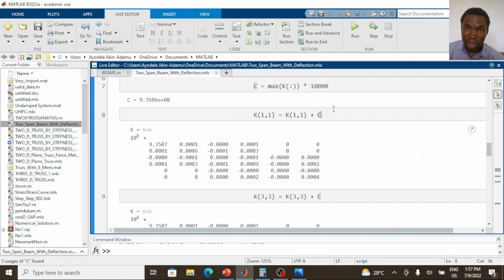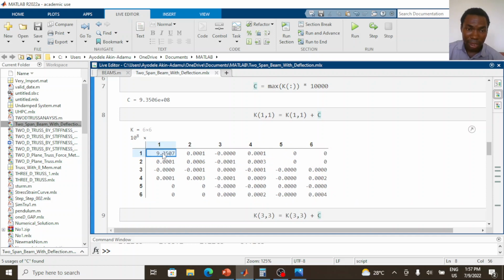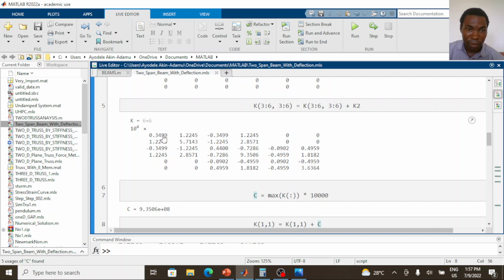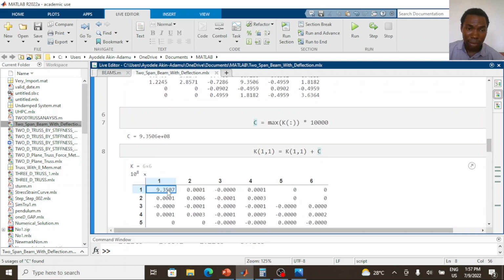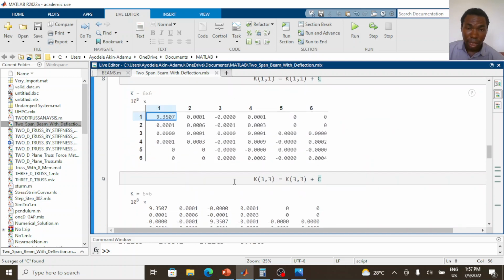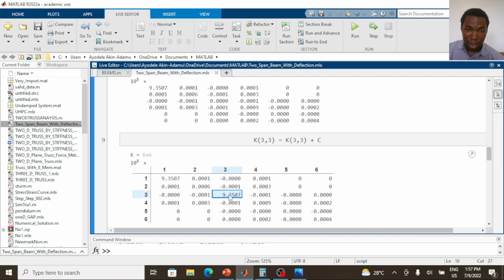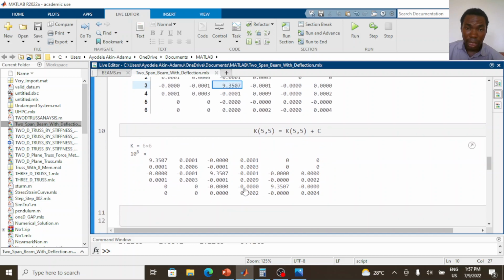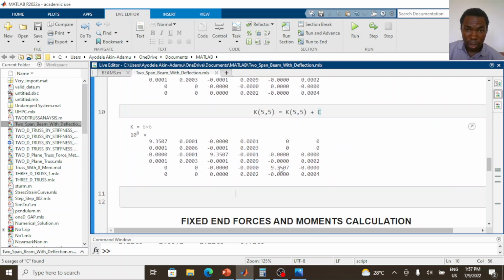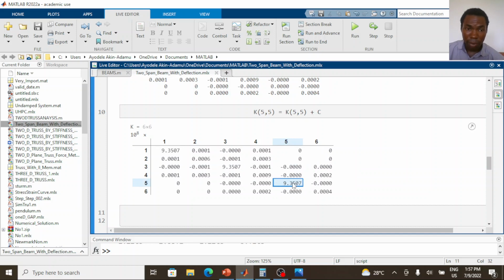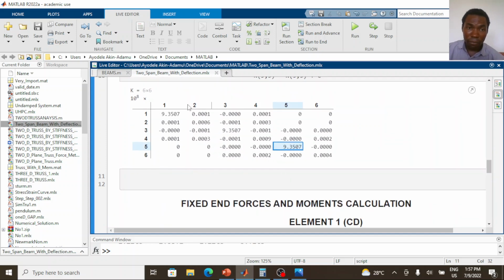So once you write this code and you run it, C is added to the K matrix at this position. You can see the value has changed from 0.349 to 9.3407. I also add C to position 3, 3, which is this here. I add C to position 5, 5, which is this here. So I've modified the matrix in this manner.